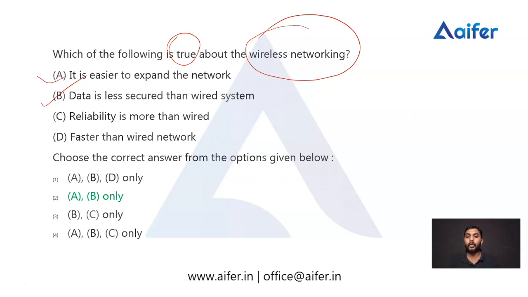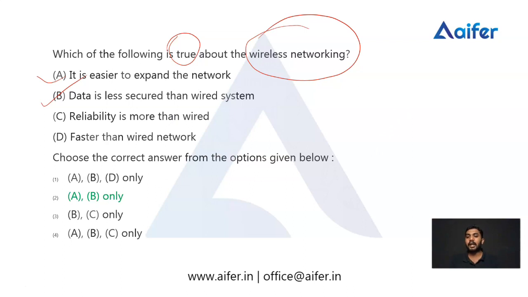So first of all, we want to understand what is wireless networking, how to define the term wireless networking. I think we all have the idea regarding wireless networking. Wireless networking means the networking system without using wires. There are many kinds of networking systems, like using wires and without using wires. So without using wires, we can call it a wireless system. So the question is, we need to identify from the given options which are true about a wireless networking system.